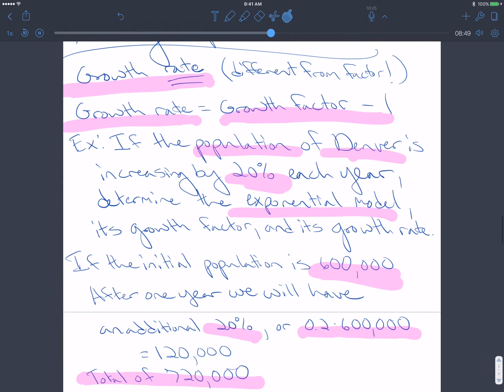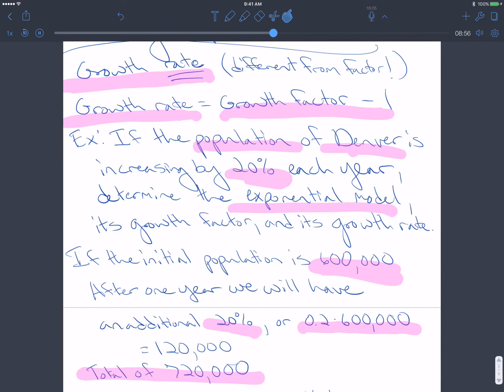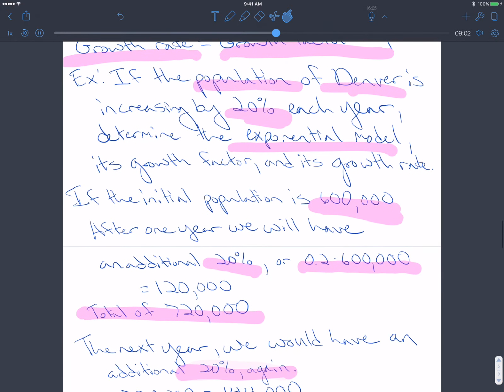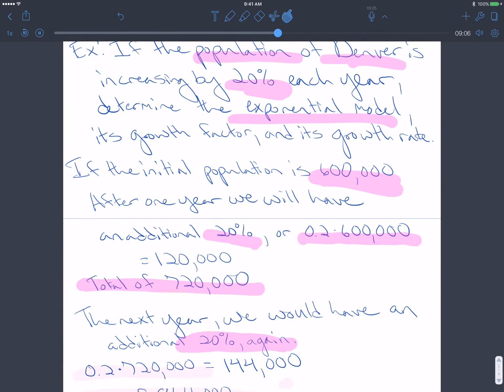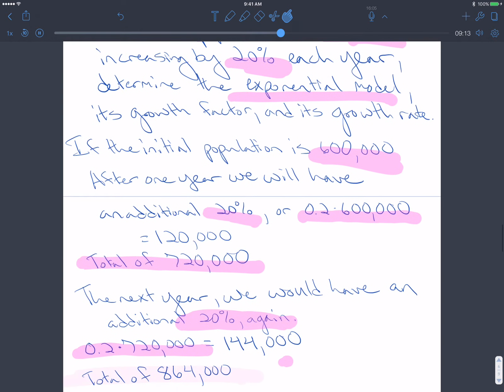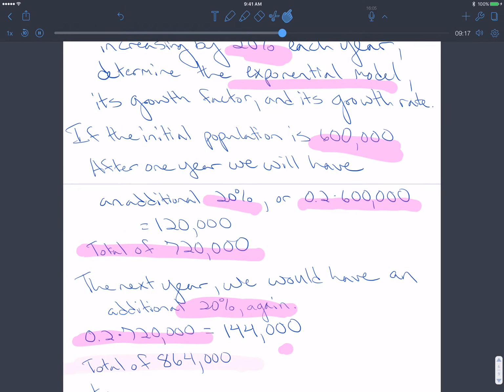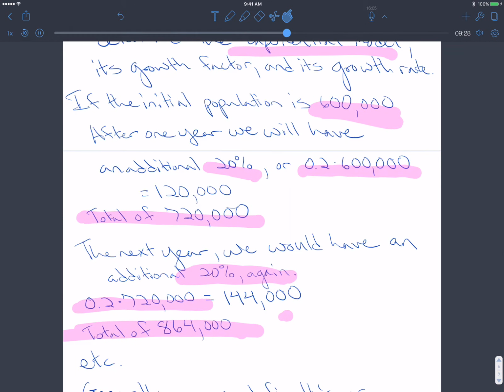It's growing very rapidly. This is probably not anywhere near what we actually have. Now, the next year, if it does that again, we grow by 20%, we have an additional 20% again, but now it's 20% times our current population of 720,000, which means we add another 144,000, which now brings us all the way up to 864,000 people, which is getting pretty tight here, right? So this is how we can talk about it in the context of the growth rate. This is what you're doing, right?